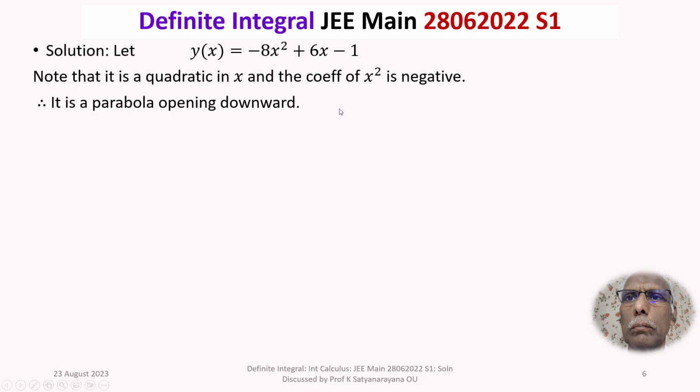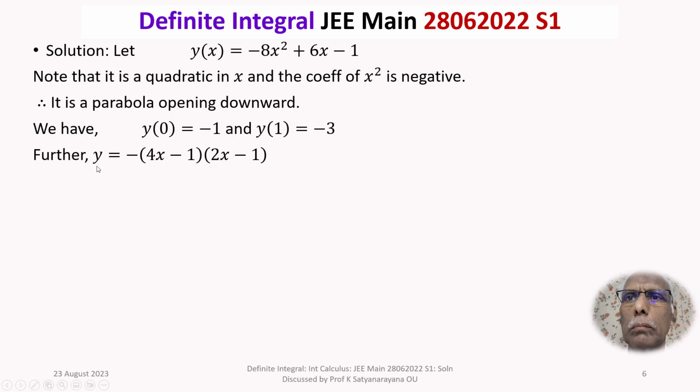Agreed? So, we have the value of y at 0 is -1, substitute x = 0. The value of y at x = 1, substitute x = 1 and simplify, you will get -3. Further, factorization is done, we have taken a minus common. The factors are (4x - 1)(2x - 1).